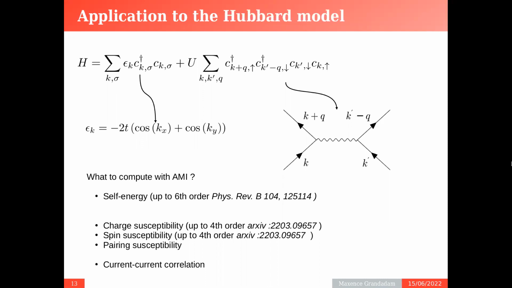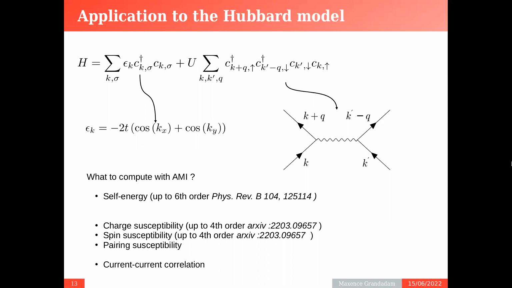Every quantity I can think of, at least. For example, the self-energy is maybe one of the first one can think to compute, and it has been done, for example, up to 6th order using AMI. Also, two-particle quantities, so the charge, spin, or pairing susceptibilities can be computed. And once again, it has been done to 4th order for the charge and spin susceptibility, even away from half filling and with some t prime parameters.